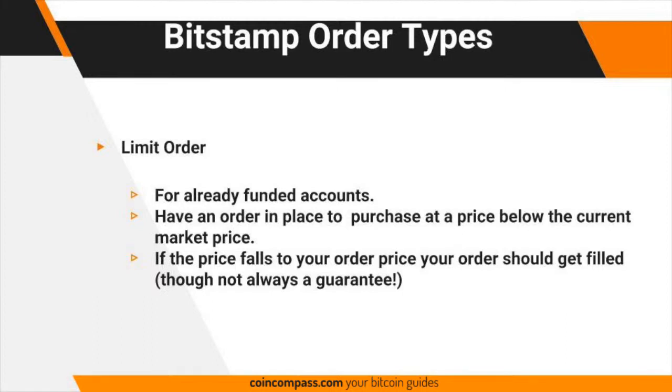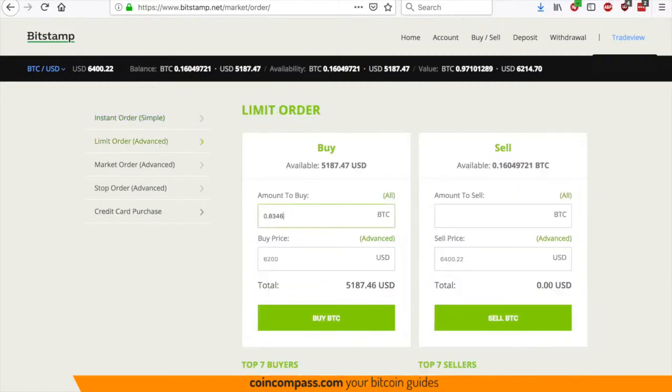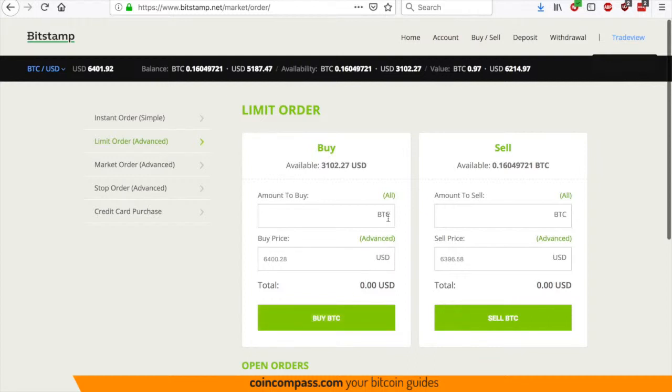So what I'm going to do here is if I click on all, that's going to put all the funds that I have available to buy Bitcoin, and it's going to tell me how much Bitcoin I can buy. So if I just put 0.4 Bitcoin that I want to purchase, and I'm going to change my buy price from the current market buy price to 5,200. And that shows that I'm going to spend just over $2,000 to buy Bitcoin.